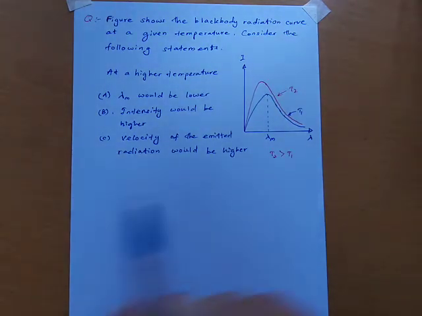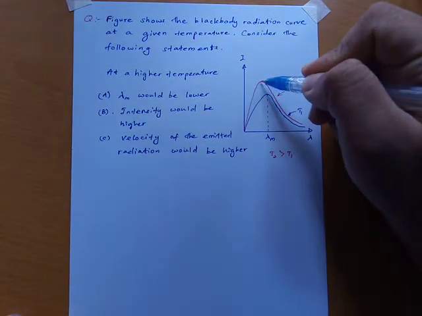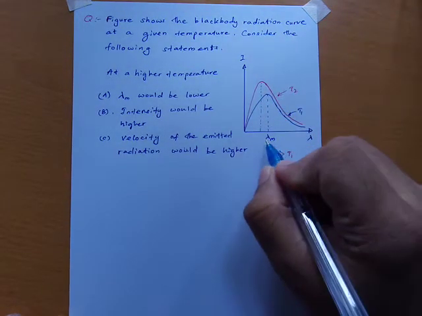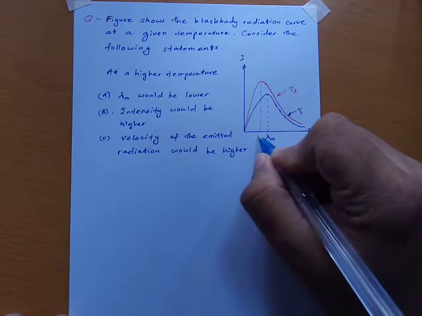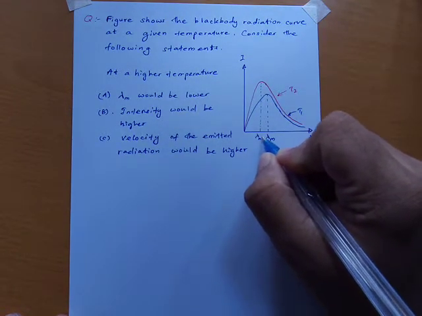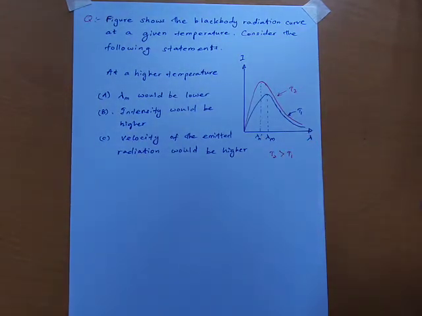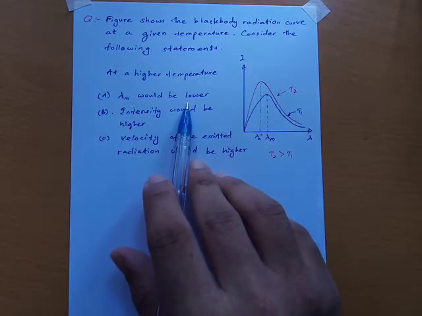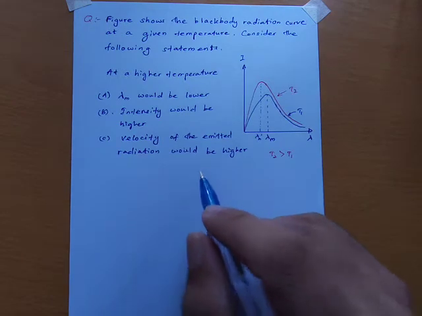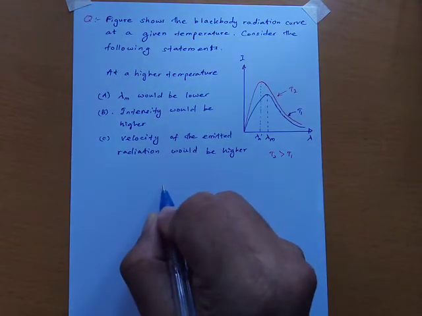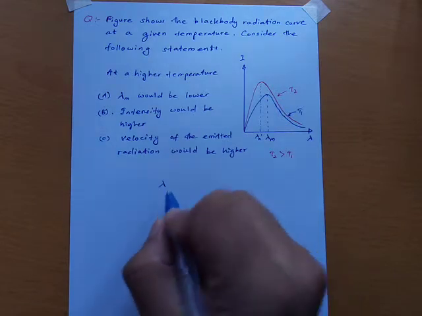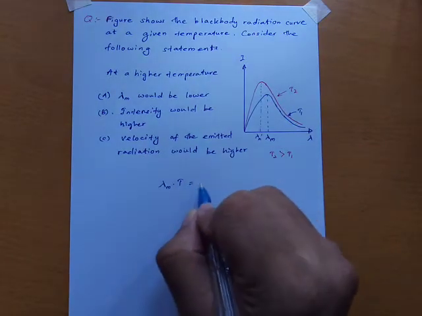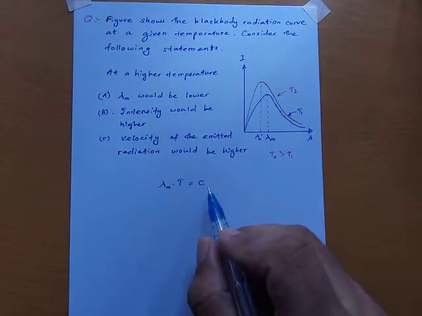As we can see, the wavelength corresponding to maximum intensity is now lower than the previous value. Let's say this is lambda m dash. So lambda m would be lower, that is true, and we can also understand this by considering Wien's displacement law. What is Wien's displacement law? It says that the product of lambda m and absolute temperature is a constant, and we call that Wien's constant.